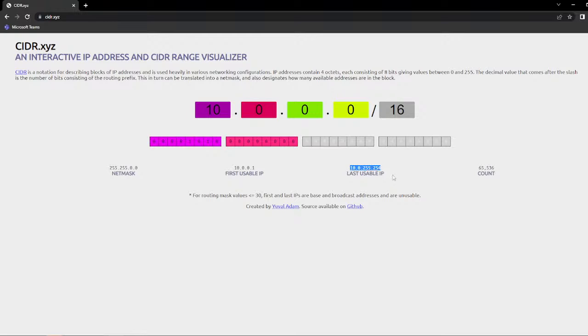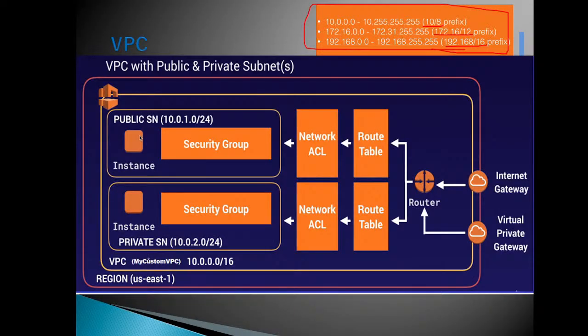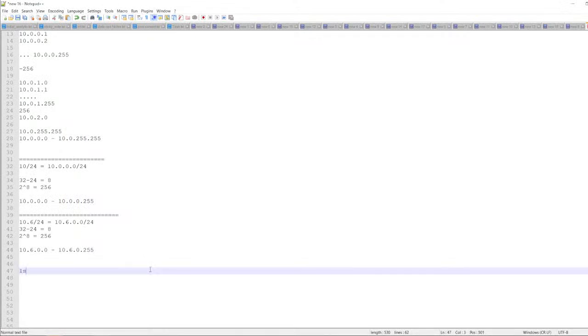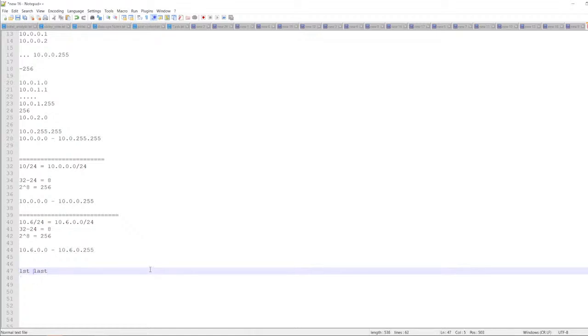If you notice here, they are not giving you 0 and 255, but the total count is still 65,536. Now they are not starting with 0 and not ending with 255. Why? Because in any network, the first and the last IP are always reserved. The first IP and last IP are reserved for networking in any IP range.